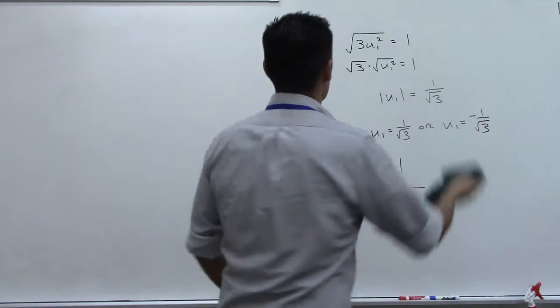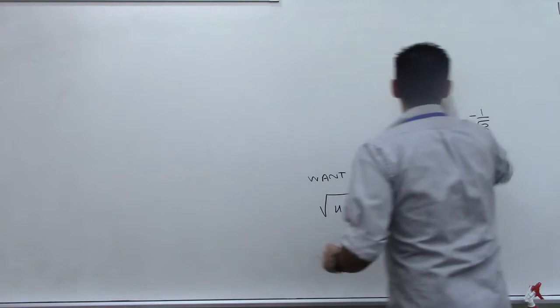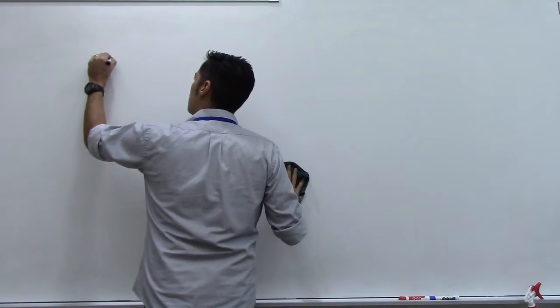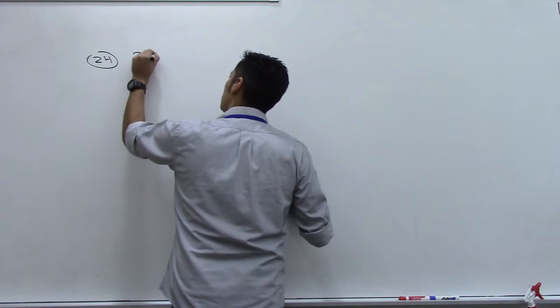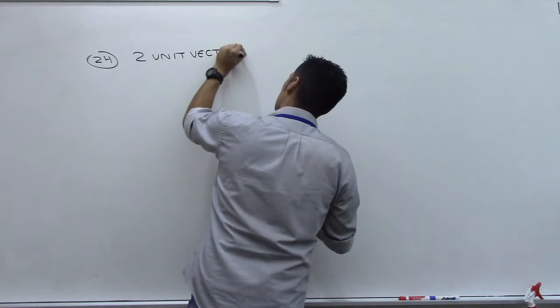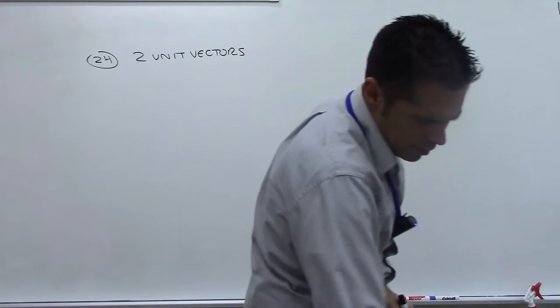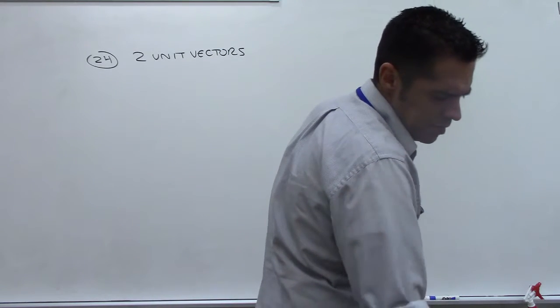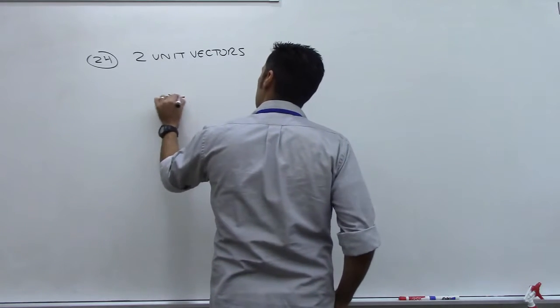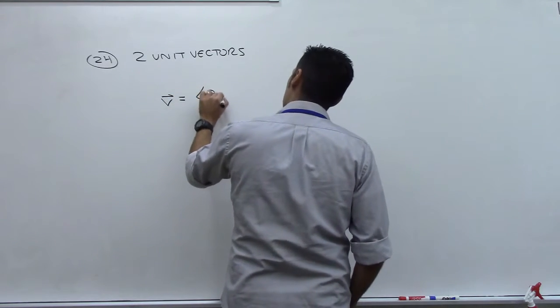24. Find two unit vectors. So I want to find two unit vectors that make an angle of 60 degrees with the vector v, which is (3, 4).